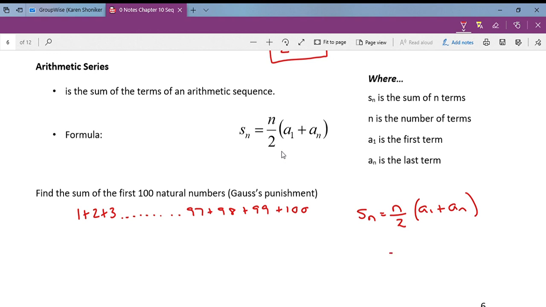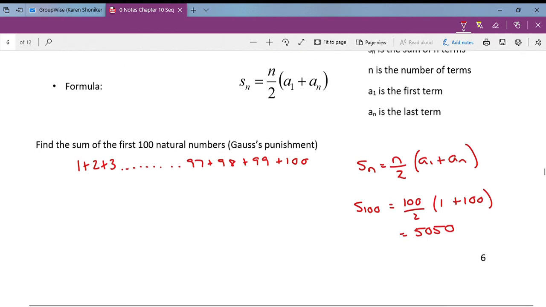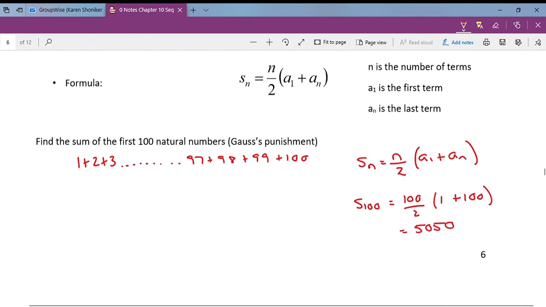So Gauss said, okay, if I was going to find the sum of 100 terms, so 100 divided by 2, I'm going to find that by taking the first term, which is 1, and adding it to the last term, which is 100. And then I'm going to times that by 100 divided by 2. And what he found is that the answer is 50 times 101, so 5,050. And so instead of having to add them together, he found this formula that can find the sum of any number of terms in any arithmetic sequence.